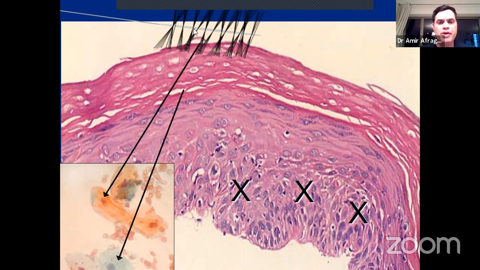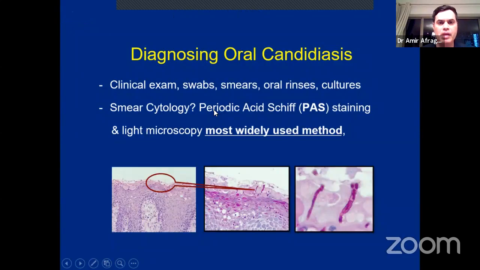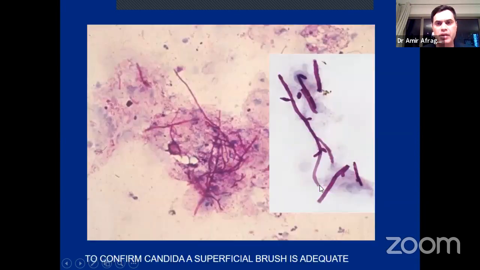So what should we do with a brush in order to achieve a good biopsy and have a representative sample of cells from all layers of the epithelium? I will discuss that a bit later. A superficial brush could be a very good tool for detecting Candida organisms, such as Candida hyphae, because Candida hyphae are usually found in the superficial layers of the epithelium, as you can see in this picture. And this is a brush cytology of Candida hyphae taken from the superficial layers of the epithelium.